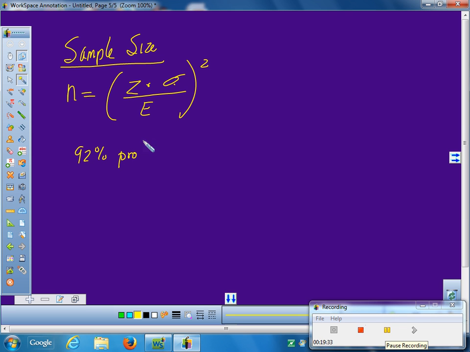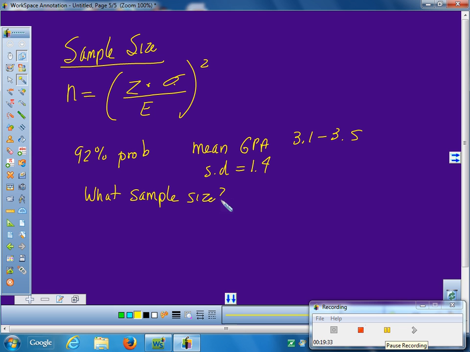I'm gonna put an example on here just so there's one in this recording. If you want a 92% probability, and your mean GPA is supposed to be in the range 3.1 to 3.5, with a standard deviation of 1.4, what size sample do you need? This is actually how they officially determine how many you need to sample based on the size of your population. So all you have to literally do is fill in this formula. I just gave you standard deviation is 1.4.